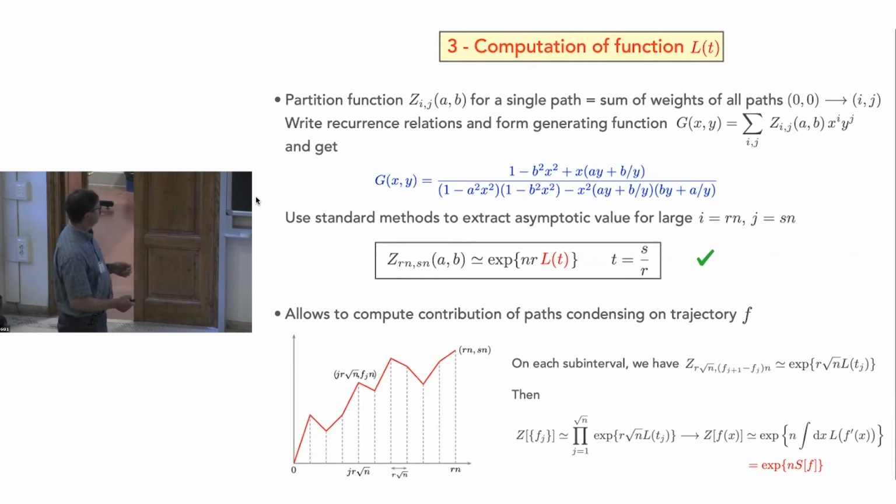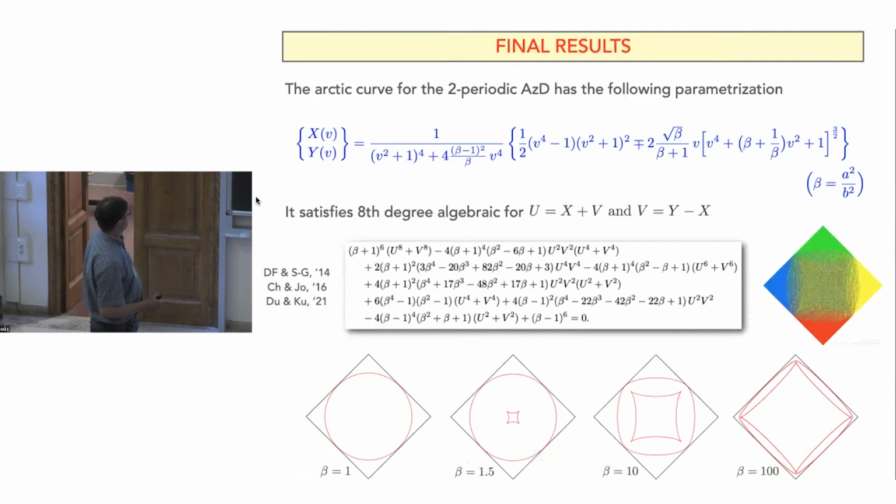But the argument is essentially to discretize the function f into windows of scale large compared to 1 but small compared to n. So a good choice is square root of n. On each piece here, this result is valid. So you take the product, that becomes a sum in the exponential, and you get a Riemann sum that becomes the integral. So now we've got everything we need. We've got the L function. I didn't write it, but it's explicit. You can compute it explicitly in terms of the form of the generating function. And you come to the final result.